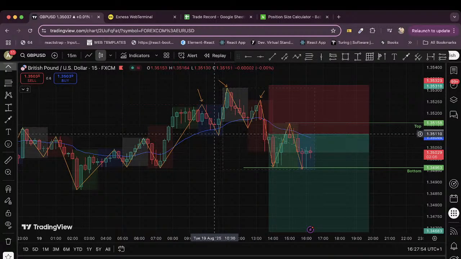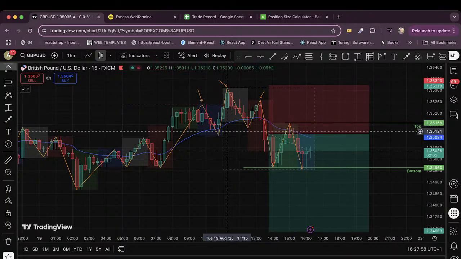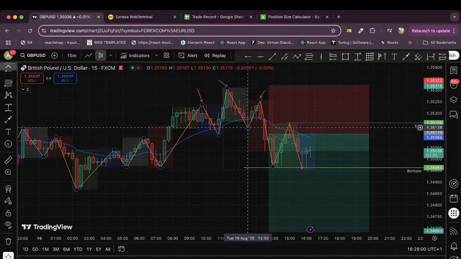So that's your shoulder, that's your head, that's the other shoulder. The neckline is that line there. That is the middle line there. So this is the right shoulder support, the left shoulder support.